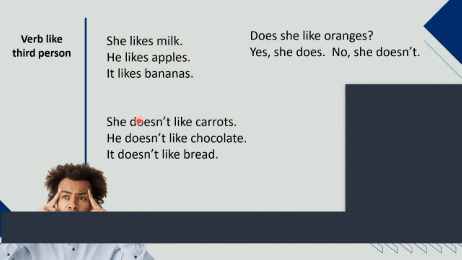The next one. Who wants to read these other examples? She doesn't like carrots. He doesn't like chocolate. It doesn't like bread. Thanks a lot. Very good job. In the question and the answer. Does she like orange? Yes, she does. No, she doesn't. Excellent. Thank you. Very good job.